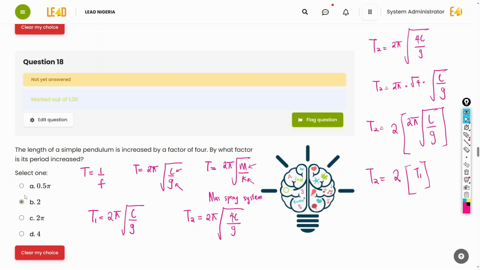So you probably want to try this out yourself. It's a very neat trick, and this is not just a question about simple pendulums, but it's about learning how to manipulate formulas, because this question could come up with anything. It's actually a variation problem.